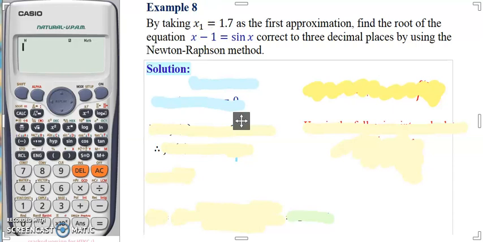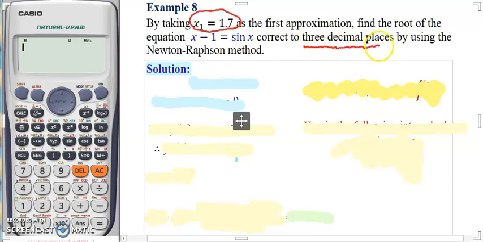According to this question, by taking x1 equals 1.7 as the first approximation, find the root of the equation x minus 1 equals sine x, correct to 3 decimal places, by using the Newton-Raphson method. So in this question, the first approximation is already given. They want the final answer for the solution to be 3 decimal places. And how do we solve it according to the Newton-Raphson method? Let's see.